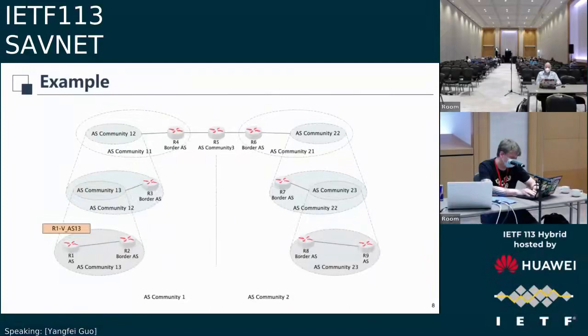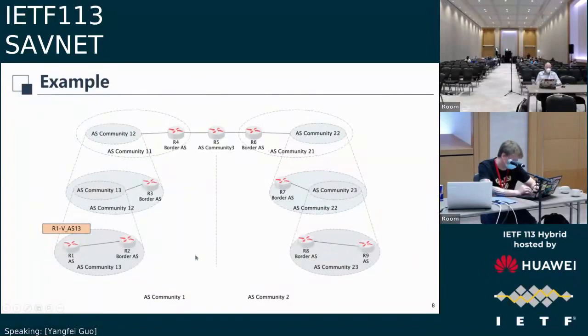In the following, we further describe the general working process of eStarf by example. Here, there are 9 boundary routers, router 1 to router 9, each representing one different AS, forming the AS community as shown in the figure.